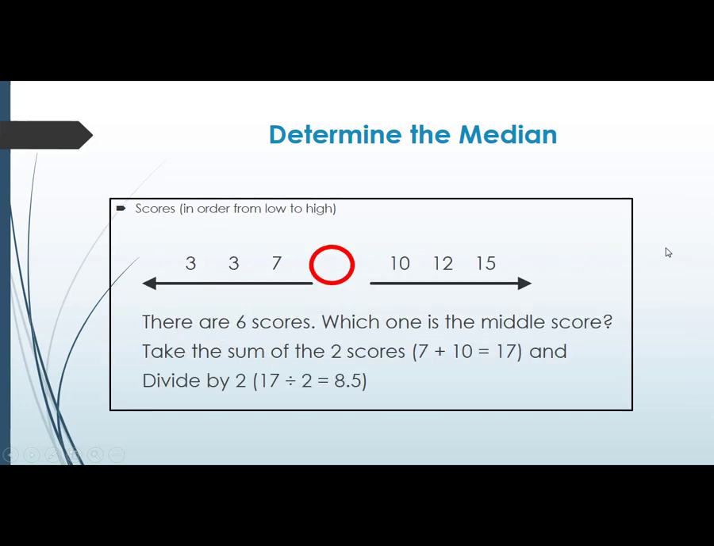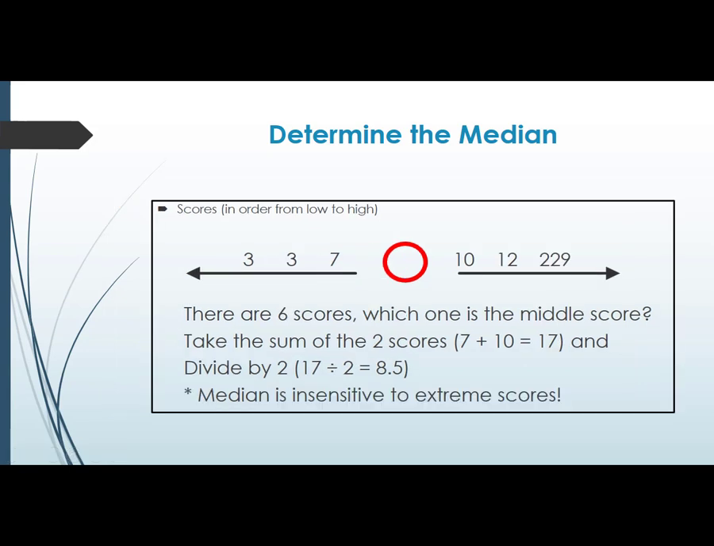Okay. What happens when there's an even number? So there are 6 scores. So which one's in the middle? You see there's 3 here, 3 here. Take the sum of the two scores that are closest to the middle. So 7 and 10 divided by 2 gives you 8.5. That's your median.